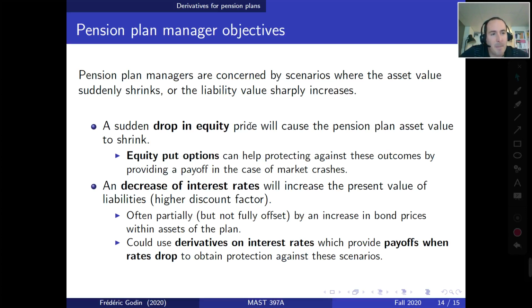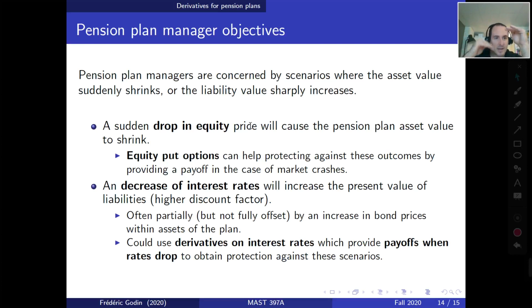The first bad thing that could happen to the plan in practice is a very sudden drop in equity prices. Okay, so if there's a market crash, stock prices crash, then the liabilities will not necessarily go down, but the assets will go down because the assets of the plan are sometimes heavily invested in equity. So if equity prices plunge, the asset value will plunge suddenly and the liability might not necessarily move.